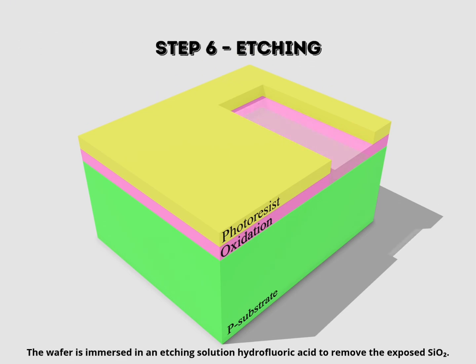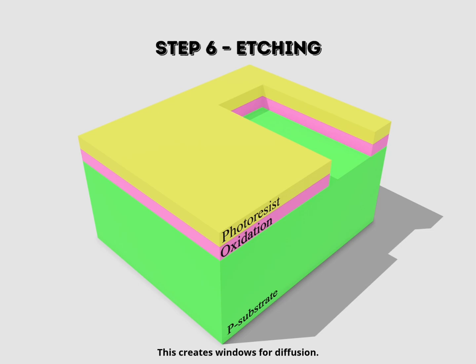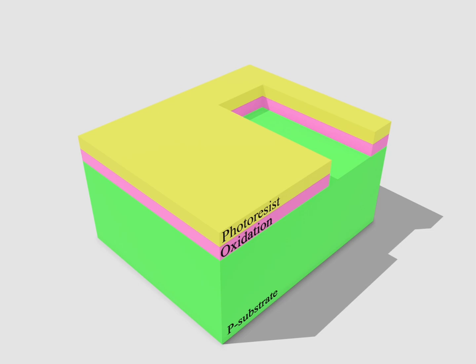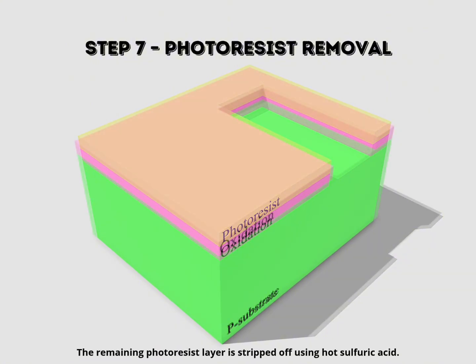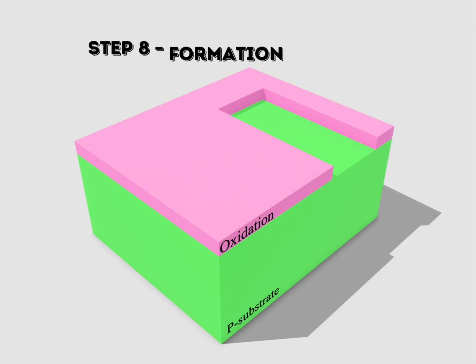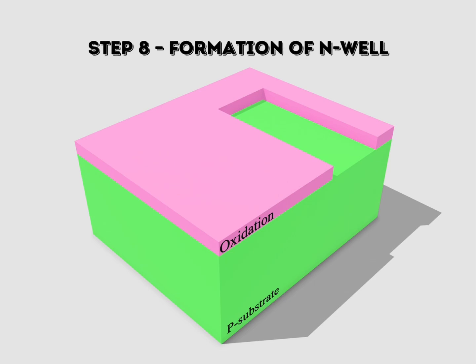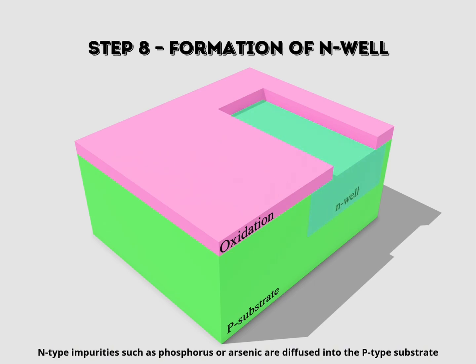Step 6. Etching. The wafer is immersed in an etching solution, hydrofluoric acid, to remove the exposed silicon dioxide. This creates windows for diffusion. Step 7. Photoresist removal. The remaining photoresist layer is stripped off using hot sulfuric acid. Step 8. Formation of N-well. N-type impurities such as phosphorus or arsenic are diffused into the P-type substrate through the exposed regions to form the N-well, which later holds the PMOS transistors.